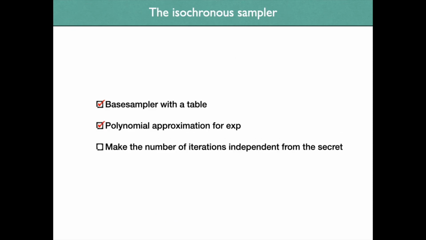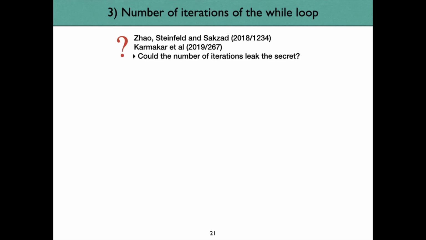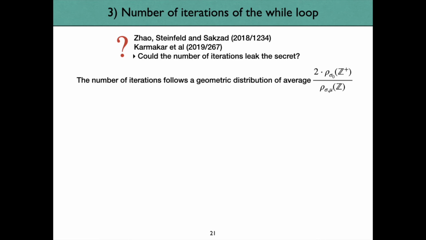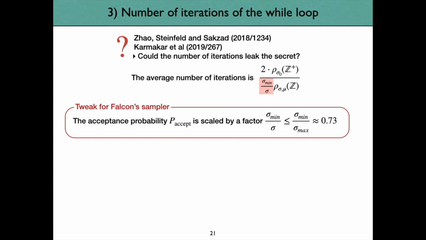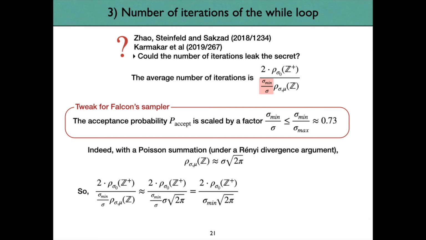Finally, we had to make the number of iterations independent from the secret. Originally, the number of iterations could possibly leak the secret. Indeed, the number of iterations follows a geometric distribution of an average that depends on sigma and mu. So we actually tweaked the acceptance probability by scaling it by a factor. This factor is sigma min over sigma, which is no larger than 0.73. This means that we will reject more signatures, but with this tweak, the average number of iterations becomes independent from the secret. We can see it using a Poisson summation equation and simplifying the ratio.